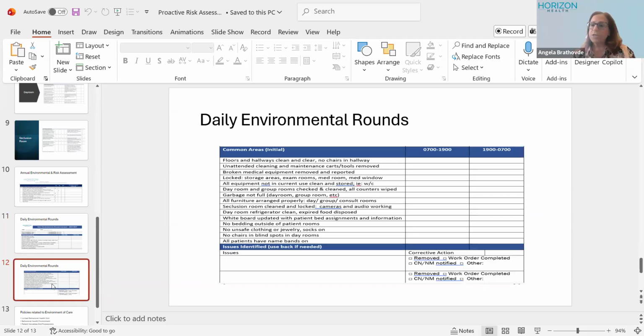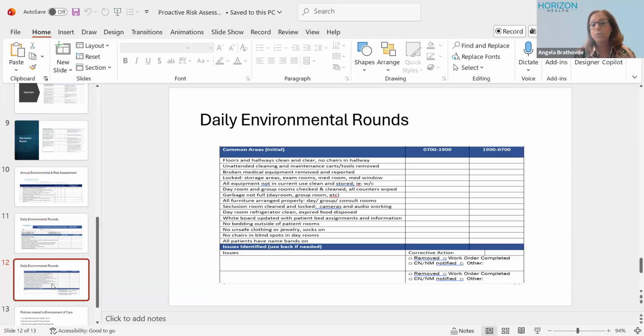It's just one page, each shift. Floors and hallways are clean and clear. No chairs in the hallway. Unattended cleaning and maintenance carts or tools are removed. And I do notice that when maintenance comes, they leave their cart either in the sally port or beyond. It should not be on the unit. Same thing with housekeeping. Either they should have a locking cart or it should not be on the unit.